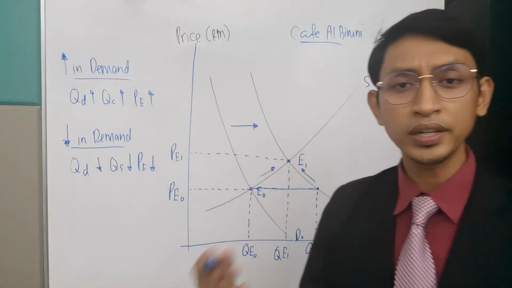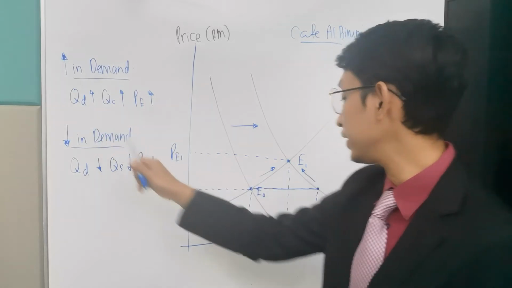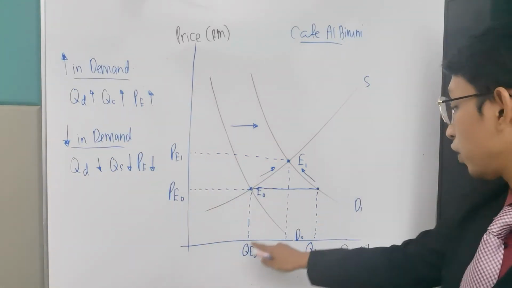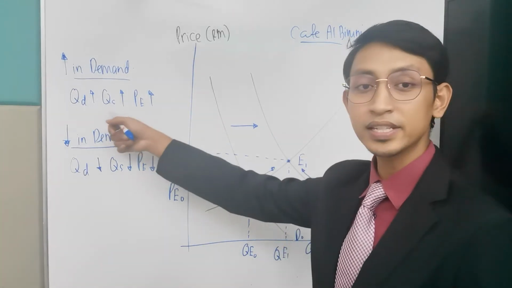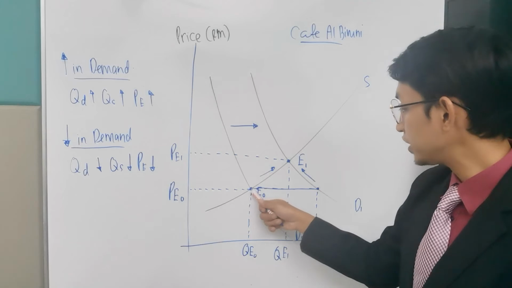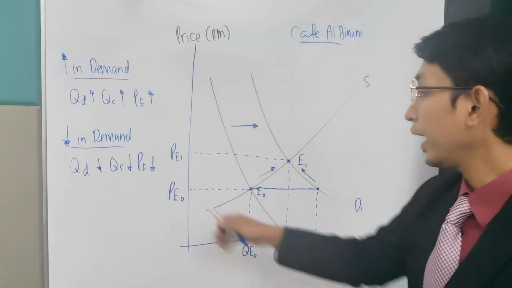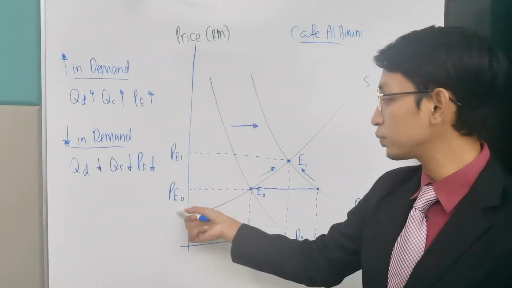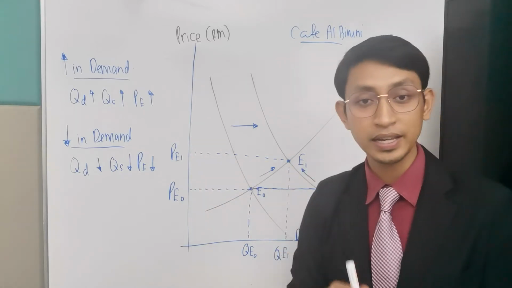Then what we can conclude here is when there is an increase in demand, the quantity demanded will increase from this point originally to this point. And quantity supplied also will increase from this point to this point. And lastly, equilibrium price also will increase from this price to this price. So that is for increase in demand.